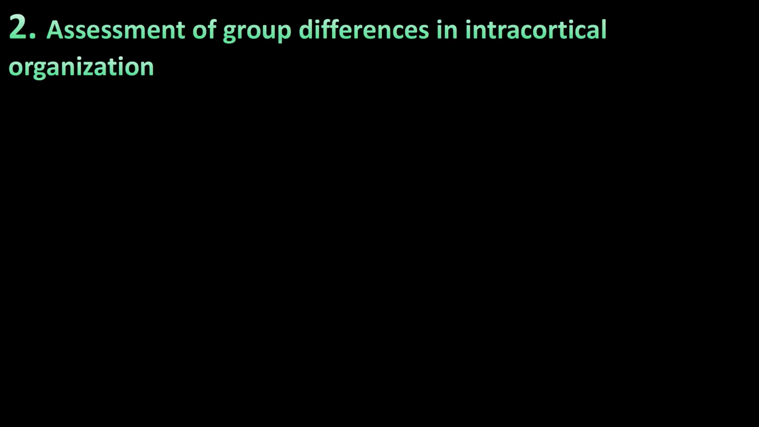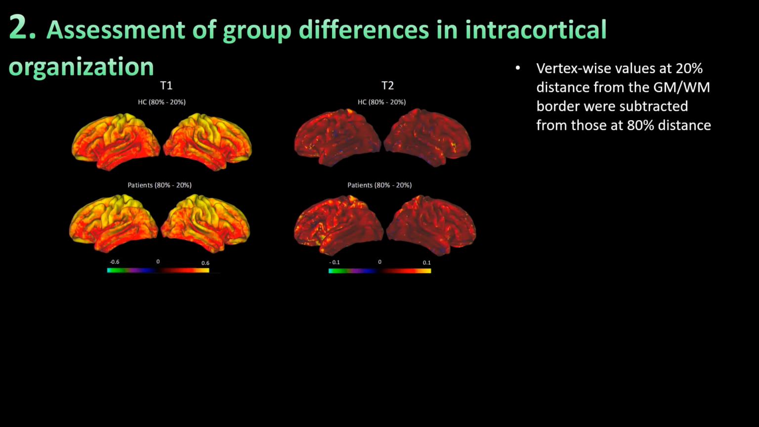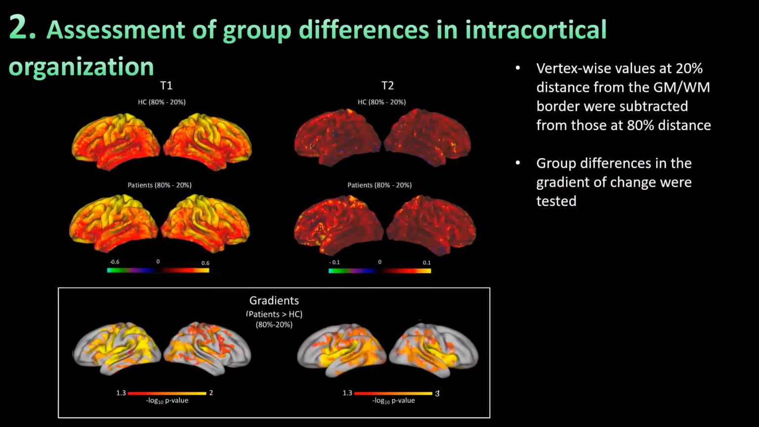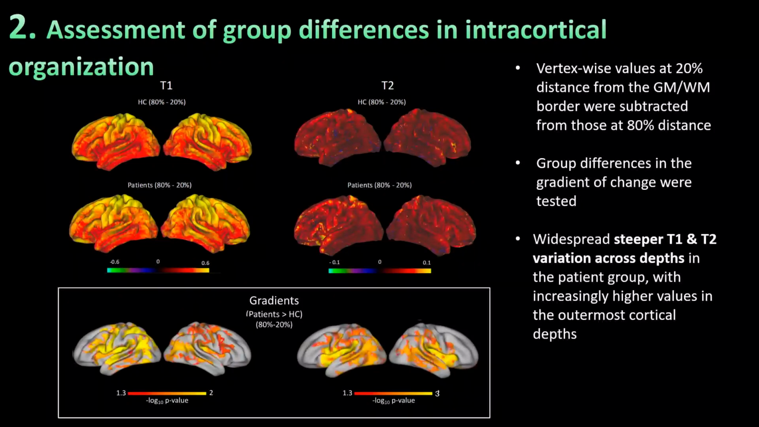To assess group differences in intracortical organization, we subtracted vertex-wise values at the 20% depth from the values at the 80% distance. This allowed us to assess group differences in the gradient of change in T1 and T2 values. Here we detected, again, significant differences in patients, with widespread steeper gradients in both T1 and T2 in the patient group, with increasingly higher values in the outermost cortical depths. And again, we didn't detect any associations with clinical variables.